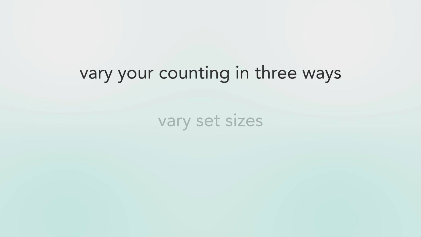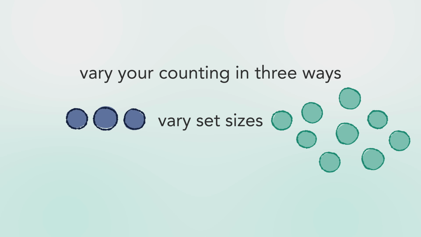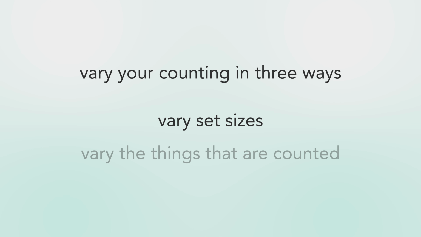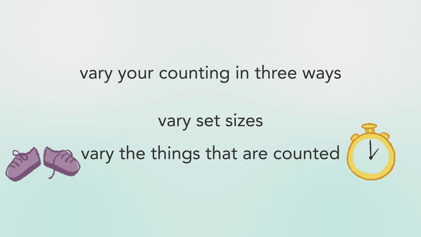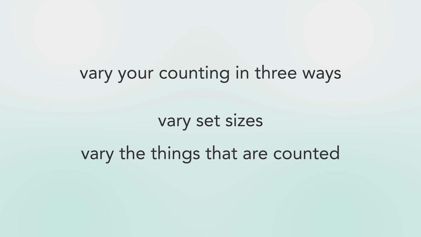First, you can vary the set sizes you count so that children see the counting procedure being used with both small sets they can actually subitize and larger unsubitizable sets. Second, you can vary the things that are counted, not just dots, but also everyday objects like shoes and toothbrushes, sounds, like how often a bell rings or how many knocks at the door, and abstract or imagined things like days or ideas.